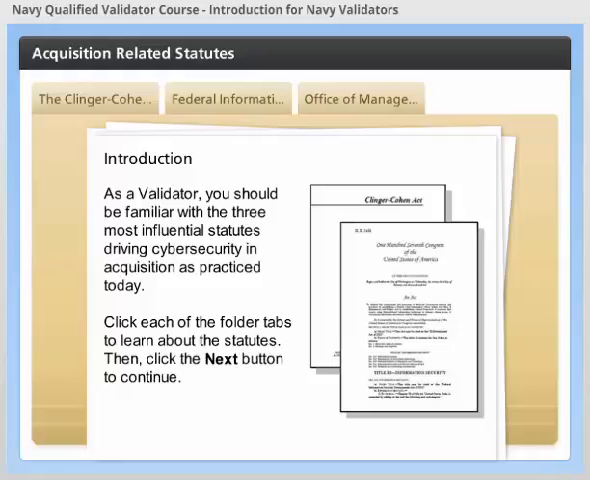OMB Circular A130-2000 establishes a minimum set of controls to be included in federal automated information security programs. The NIST 800-53 controls validated during A&A are inclusive and provide a deeper level of detail than these higher-level, broad sets of controls. On the next several pages, we will take a closer look at FISMA and OMB A130, then dive deeper into DoD and Navy-specific policy.